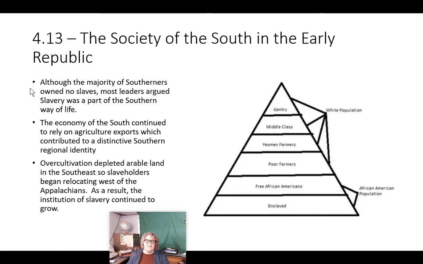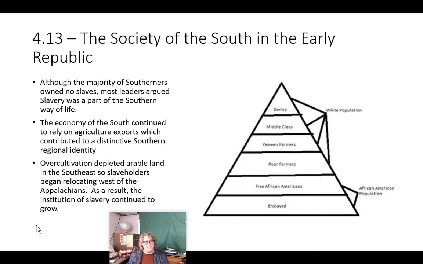So what we see in the South is that the majority of Southerners own no slaves. However, political leaders continue to argue that slavery is a part of the Southern way of life. And then what we see is an economy of the South, which continues to rely on agricultural exports, especially cash crops like cotton. And that's going to contribute to a distinctly Southern regional identity economically. So we have the social aspect of slavery, the economic aspect of exports, and that's going to influence the political leaders.